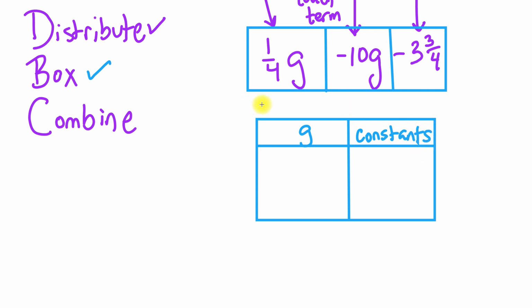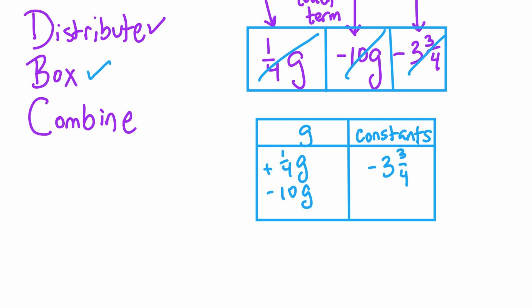Okay. And now that we have that set up, now we can go term by term from our boxed expression and place it in our term table. 1/4 G is a G term, so I will put that here. That's positive 1/4 G. And I like to put the positive sign just to be safe. And we can cross that off. We've got negative 10G, so I'll put negative 10G right here underneath it. I'll cross this off. And negative 3 3/4 is just a constant, so I'll put that here. Negative 3 3/4. Okay, now we're done putting our terms into our term table, so now we just go to each column and combine what we have there.